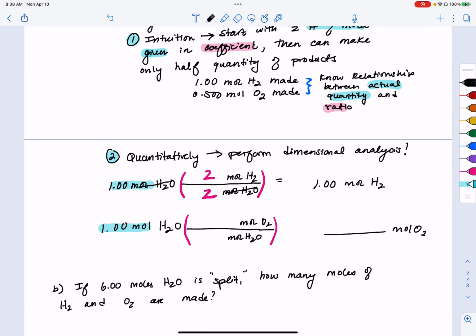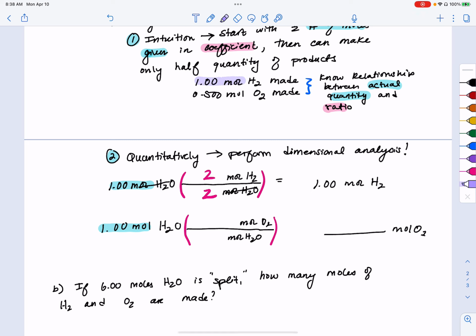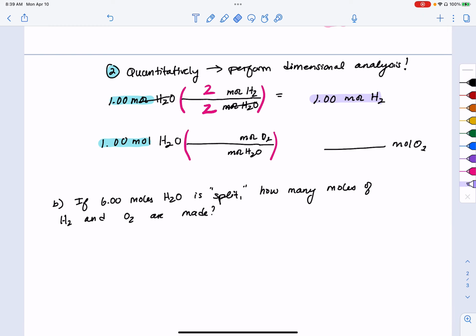Does this match our intuition? Our intuition said we had half as much reactant, so we should make half as much product. And the only way we could say that is because we were in a 1-to-1 ratio between this reactant and that particular product. So that makes sense. Yay. Let's do the same for our oxygen.